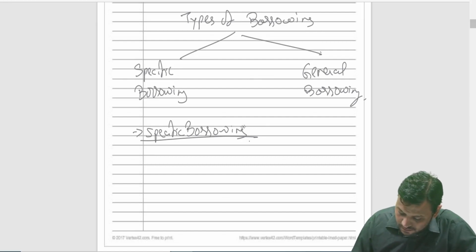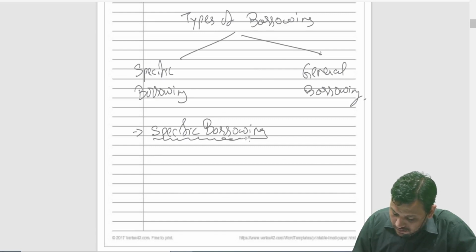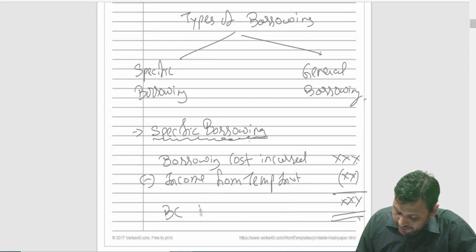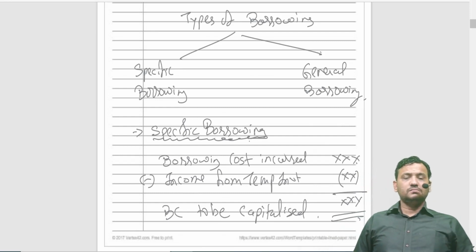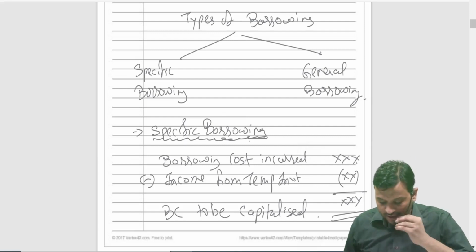Remember, whatever is the borrowing cost incurred minus income from temporary investments, this will be nothing but the borrowing cost to be capitalized in case of specific borrowing. If it is specific borrowing, whatever is the borrowing cost incurred minus income from temporary investments, this will be the borrowing cost that has to be capitalized. This is the amount that I will be capitalizing.